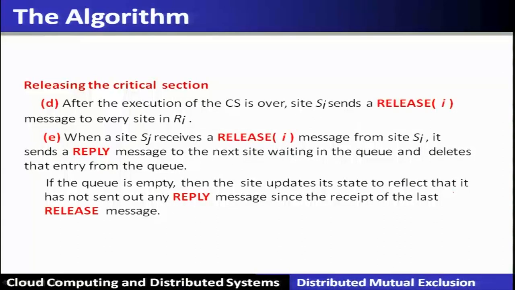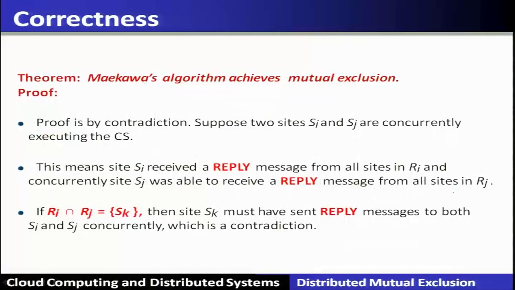The site SI sends the release message to every site in RI. Now, when site SJ receives a release message from SI, it sends a reply message back to the next site waiting in the queue and deletes that entry from the queue. If the queue is empty, then the site updates its state to reflect that it has not sent out any reply since the receipt of the last release message. Maekawa's algorithm achieves mutual exclusion.